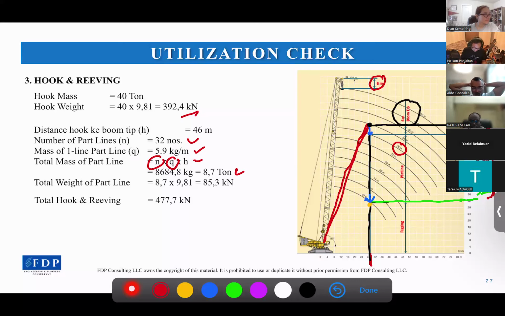And to get the weight, we need to multiply with gravity, which is 9.81. So we get the weight of the part line is about 85.3 kilonewtons. Then we total them together, hook plus reeving, and we get 477.7 kilonewton. So that's for the hook and reeving.